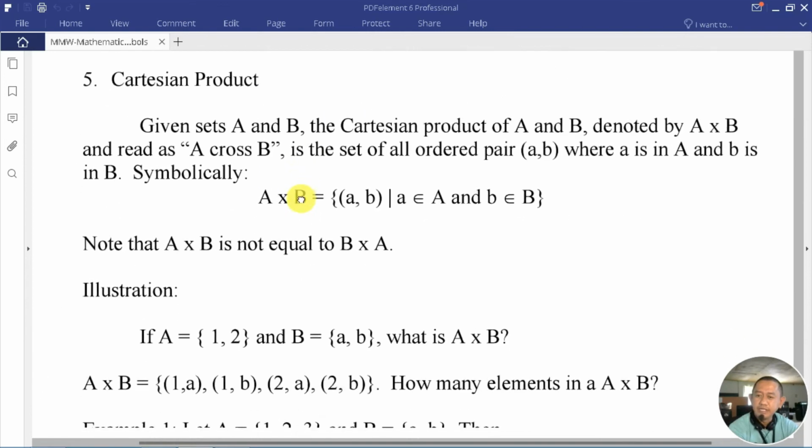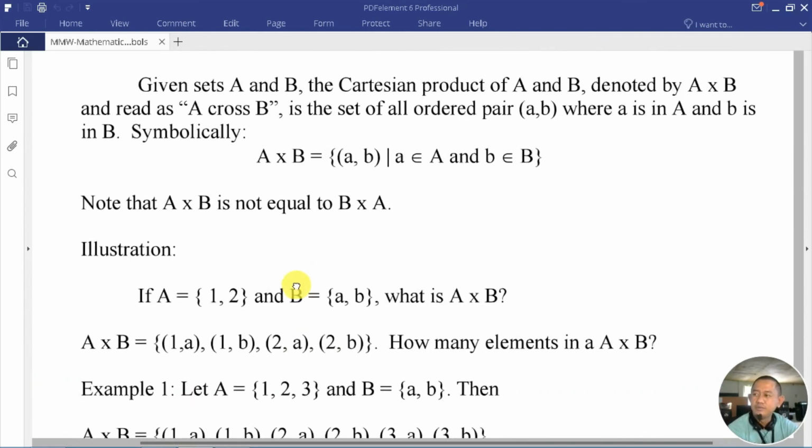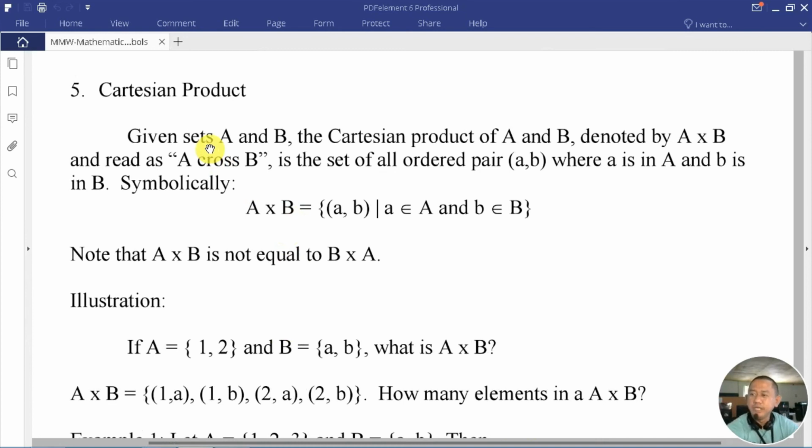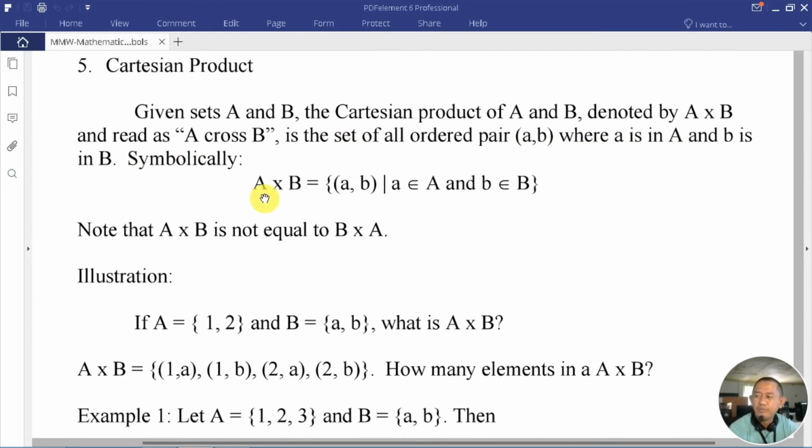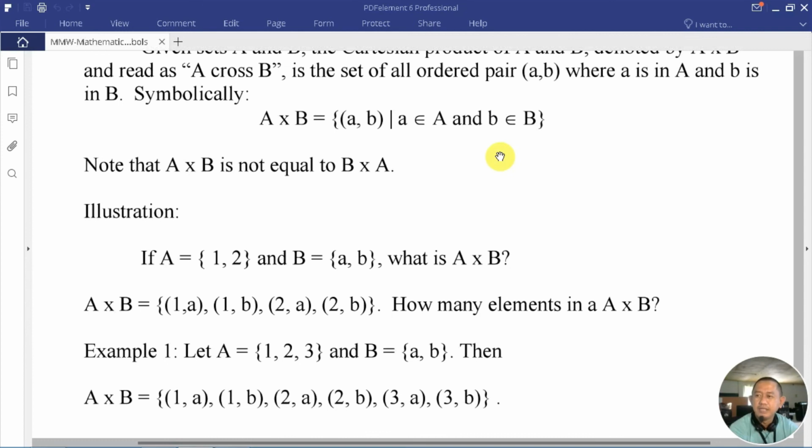Now, the Cartesian product. Given sets A and B, the Cartesian product of A and B, denoted by A times B, or A cross B, is the set of ordered pairs (a, b), where a is in A and b is in B. So, A cross B is equal to the ordered pairs (a, b) such that a is an element of A and b is an element of B.